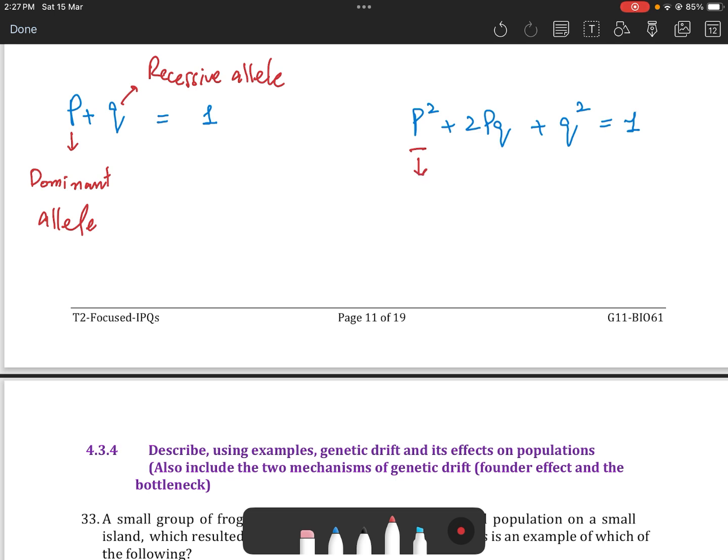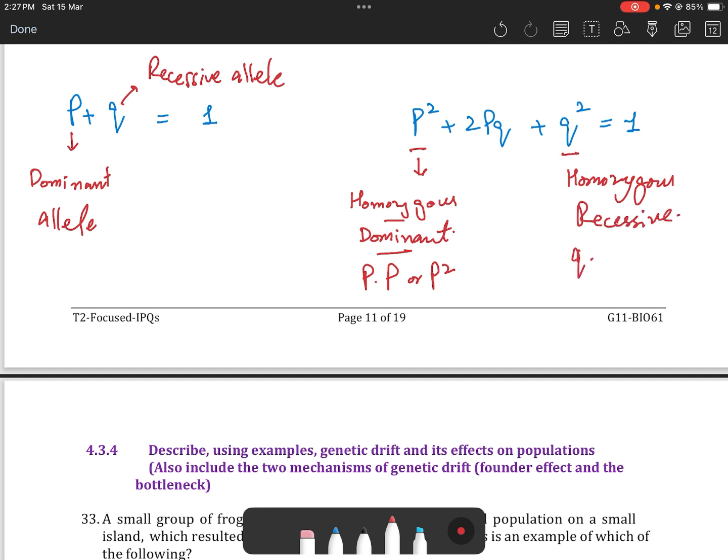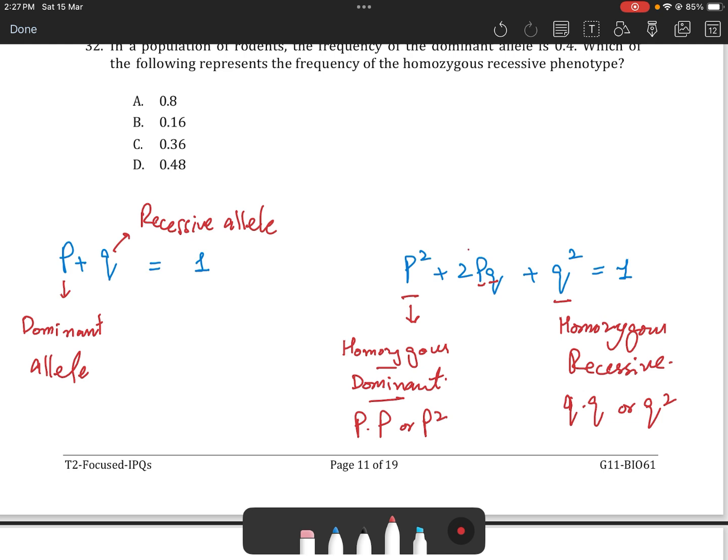P square is the dominant genotype, so it is homozygous dominant. This is the genotype frequency. It's like P dot P, or you can say P square. Q square is homozygous recessive, same thing. So you have Q dot Q, or Q square, while on the other hand you can see 2PQ. P and Q come together and make heterozygous. So whenever you have to find any of these 5 that we listed, like the dominant allele, the recessive allele, the homozygous dominant, heterozygous, or homozygous recessive, you can easily use part of this equation to do that.